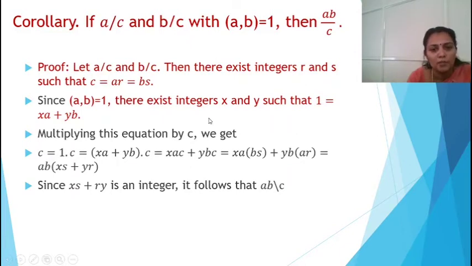Now we can multiply the whole equation by c. That is, c equal to 1 into c, which is equal to xa plus yb into c, which is equal to xac plus ybc, which is equal to xa times bs plus yb times ar. We can take out the common term ab, so this is ab times xs plus yr. So xs plus yr is an integer, so it follows that ab divides c.